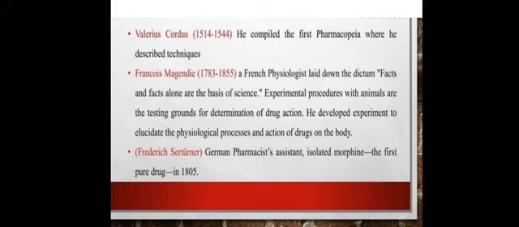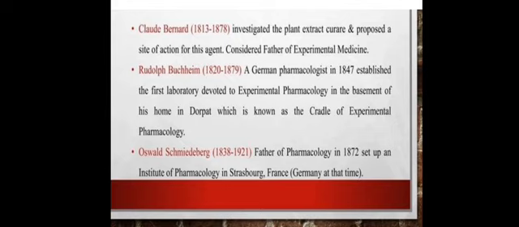Francois Magendie, a French physiologist, laid down the dictum: facts and facts alone are the base of sciences. Friedrich Sertürner, a German pharmacist's assistant, isolated morphine, the first pure drug, in 1805. Claude Bernard investigated the plant extract curare and proposed the site of action of this agent; he is considered the father of experimental medicine.